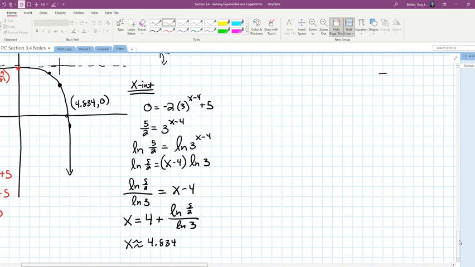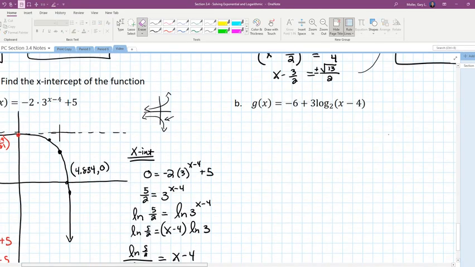And our last one. My computer is tired, so it wants to be done.